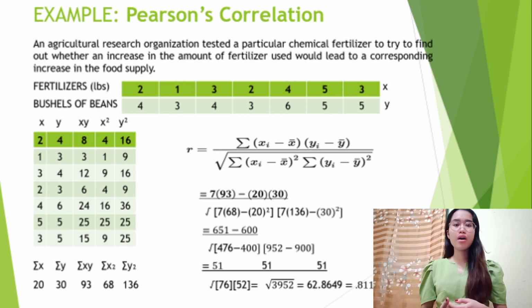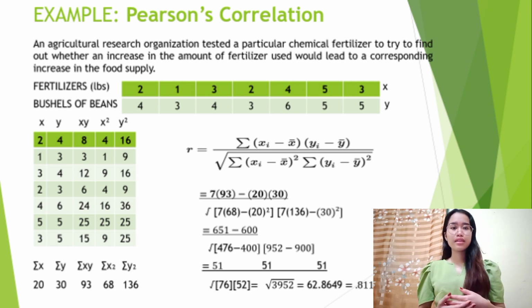And let's find the sum. We will add xy, x squared and y squared so we can find the sum. So the sum of x, we add that column, gives you 20. The sum of y, we add it all up, gives you 30. The sum of xy, when we sum that, we get 93. The sum of x squared, we sum that, we get 68. And the sum of y squared, we add that up, we get 136.